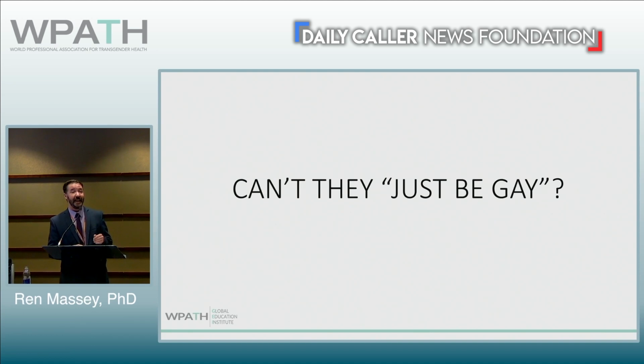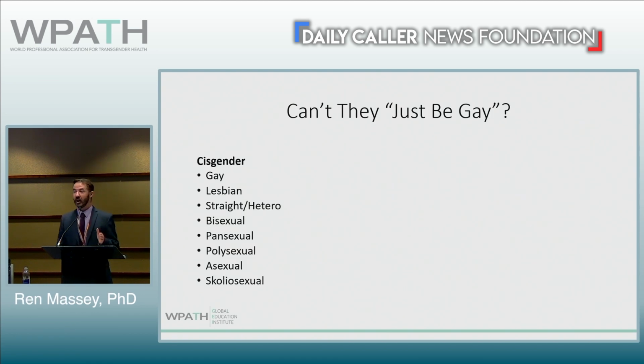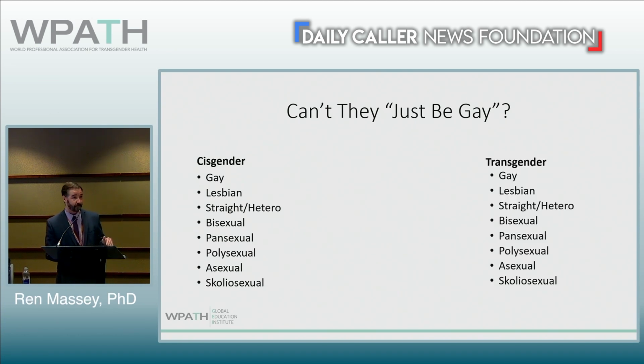It also cracks me up because when I first started my practice in the 90s, that never would have been a thing. And so now they're very happy to have that. Like, can't they just be gay? So I explain to the parents, look, your kid can be cisgender and be gay, lesbian, straight, hetero, bi, pan, poly, ace, scolio. But guess what? Your kid can also be trans and be all those things.